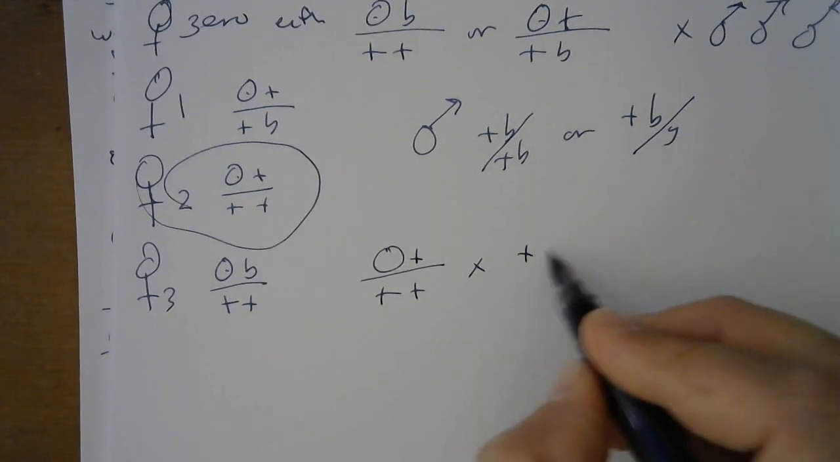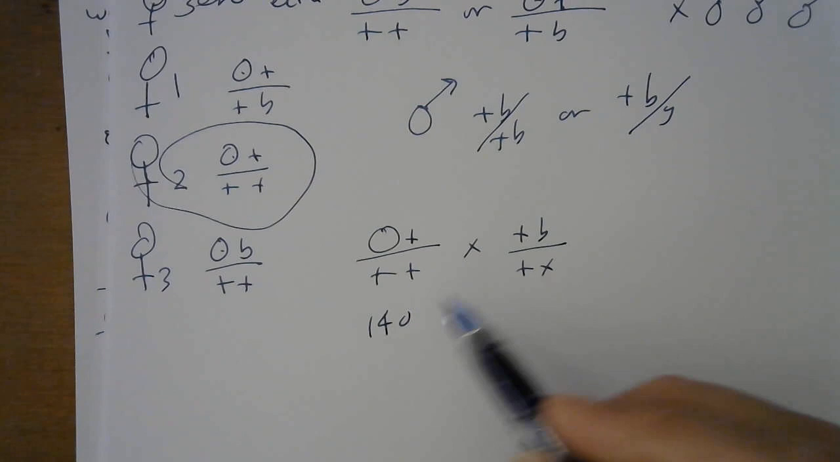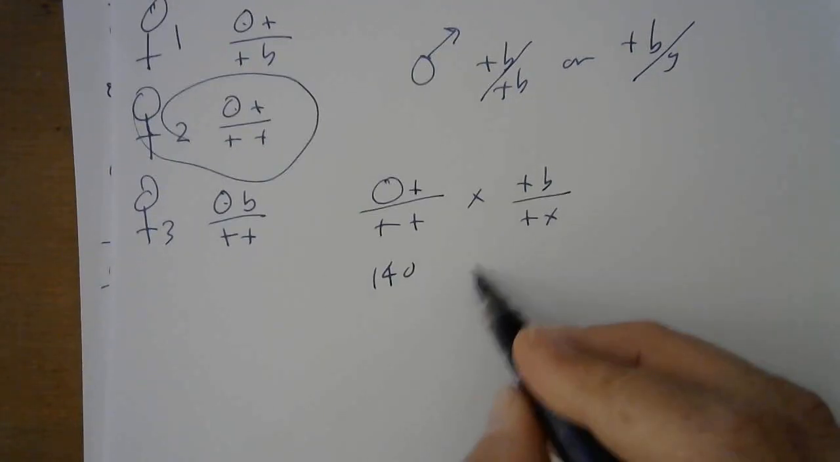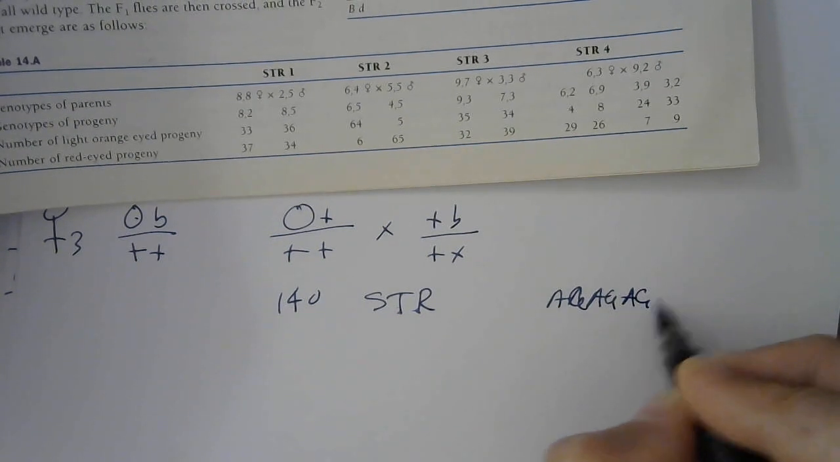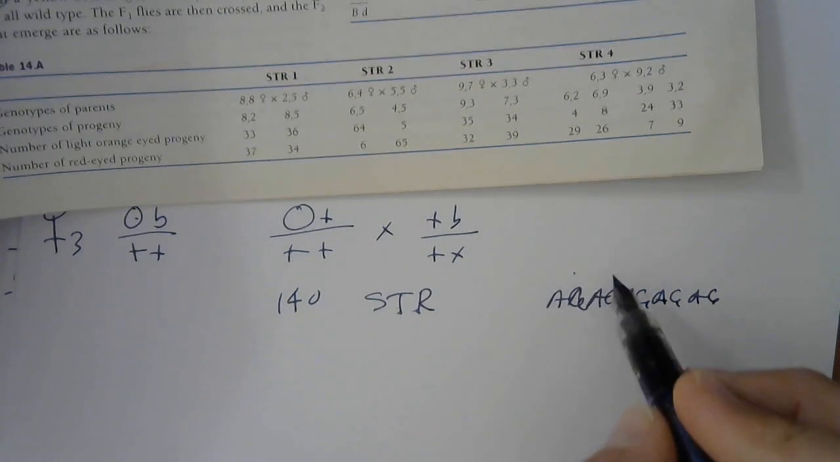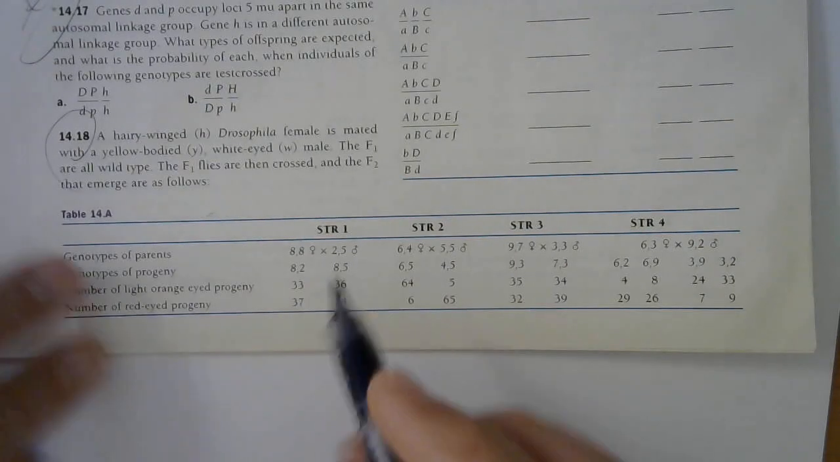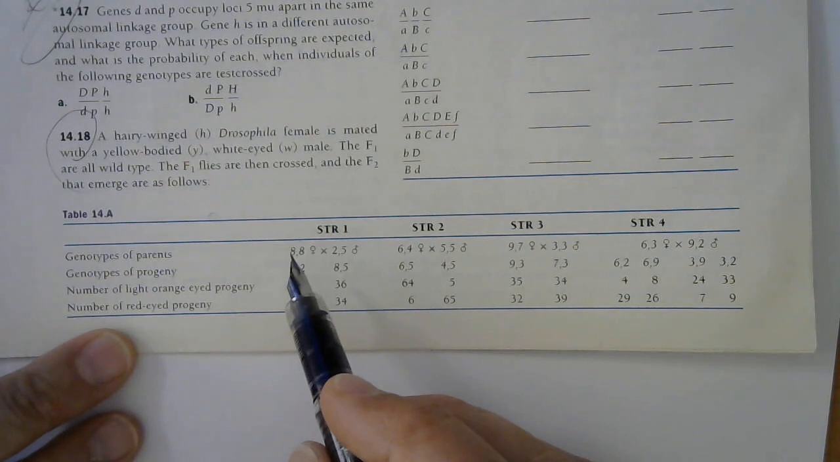So we're looking at this cross, and we have 140 offspring. And I didn't show you yet, we have these STRs. Okay, so what's a short tandem repeat? Maybe it's something like AG, tandem, right? Two of them, AG, AG, like this, and we count how many repeats there are. 1, 2, 3, 4, 5. So the information is, we determined the genotype of the parent, the female, was at this.